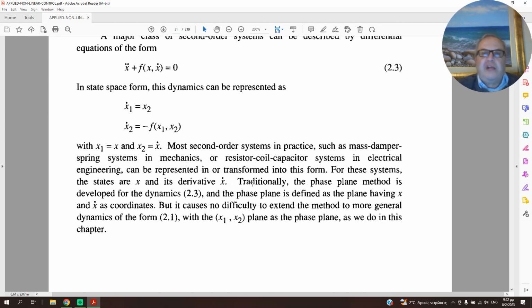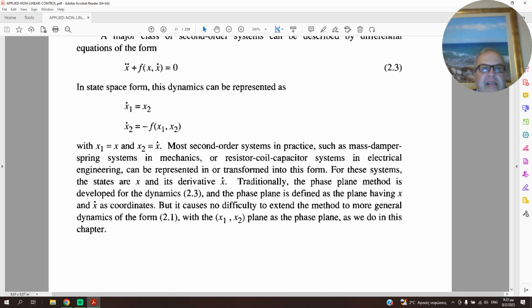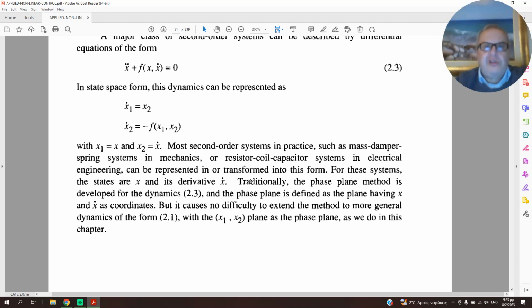Traditionally, the phase plane method is developed for the dynamics 2.3, and the phase plane is defined as the plane having x and x dot as coordinates. But it causes no difficulty to extend this method to more general systems.